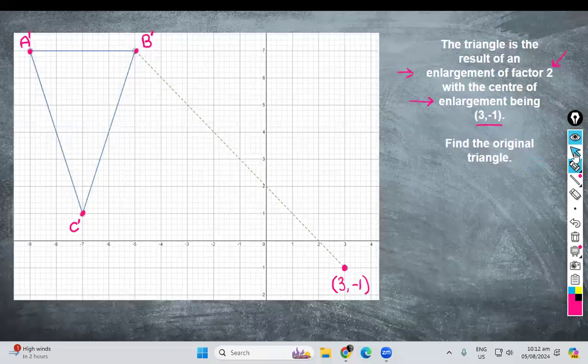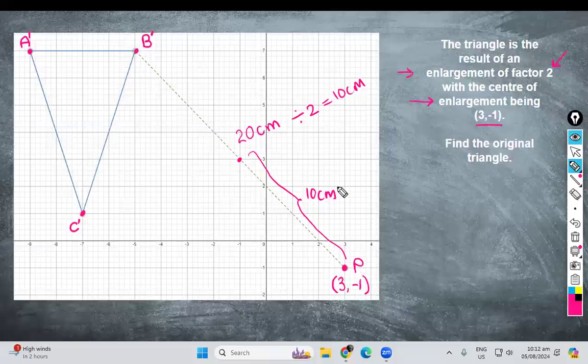Correct. Now, let's say that from B to the center of enlargement, which I call P, the length of that line was 20 centimeters. We just divide it by 2 and we get 10. All we have to do is measure 10 centimeters from point P up the line. So you measure 10 centimeters from the center of enlargement. And we do that with all the points.